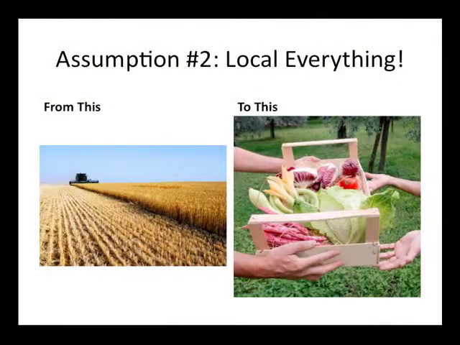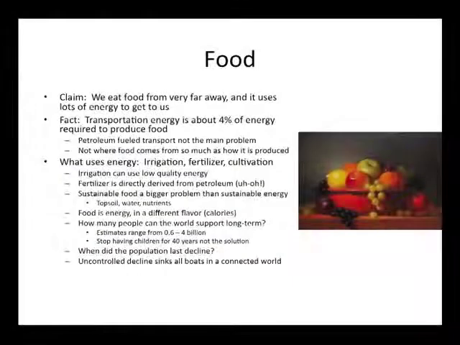Assumption number two that I seem to run into in the transition literature is that local everything, that you want to go from this highly intensive, enormous scale agriculture to community supported agriculture or backyard gardening. The claim is that we eat food from very far away and that uses a lot of energy to get to us. Well, the actual facts are that transportation energy itself that uses petroleum is about 4% of the energy required to produce food. It's about 4%. So petroleum-fueled transport is not the main problem.